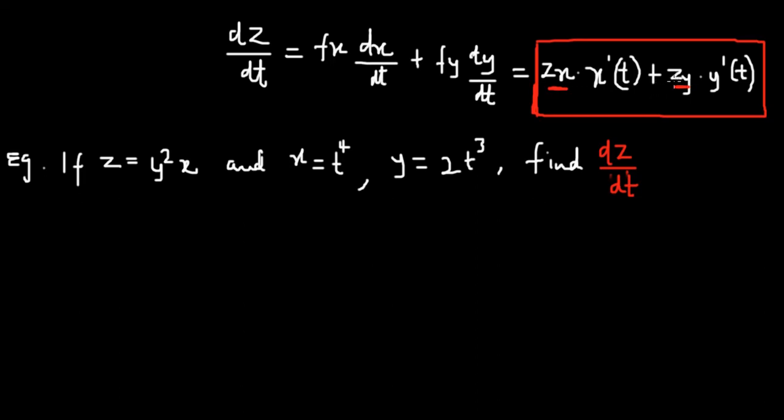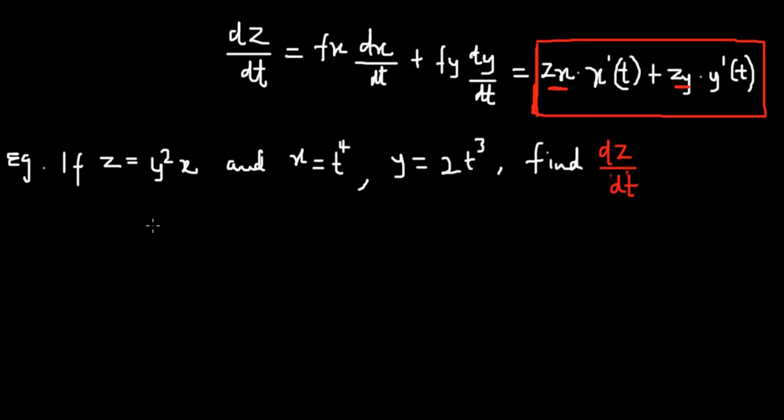So z_y means that you are differentiating z with respect to y, and then you multiply that by y'(t). That means that you are differentiating y with respect to t. So z_x, z_y means partial derivatives. So z_x will mean that you are partially differentiating z with respect to x, because you might have a y attached to the expression. Okay, same applies to z_y.